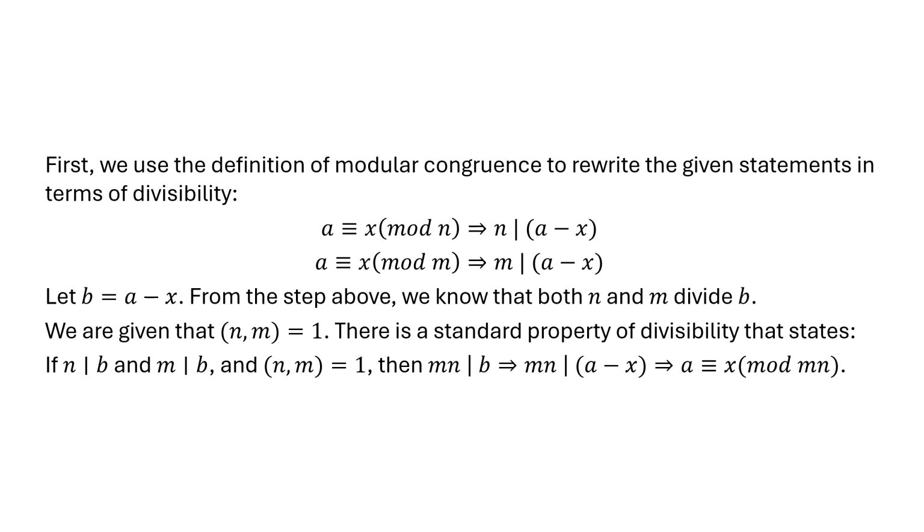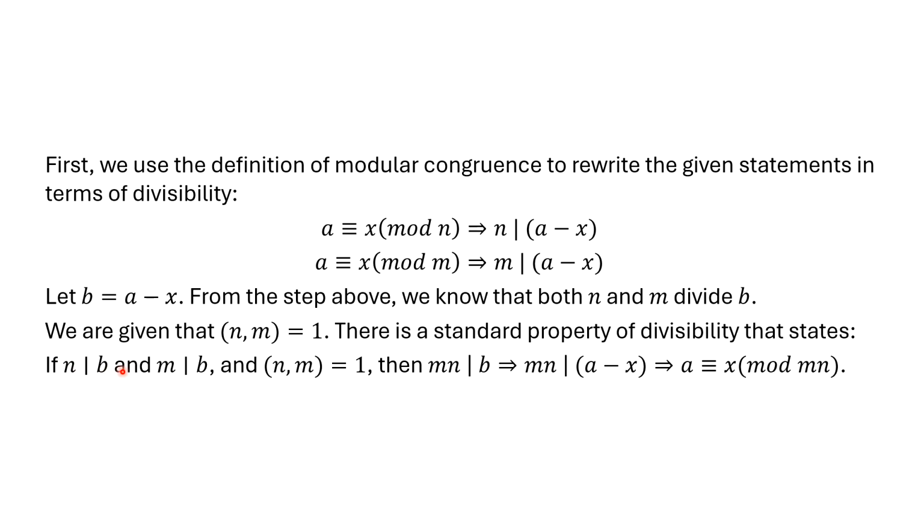Let's look at a solution to our problem. First, we notice that the two conditions we were given are equivalent to n dividing a minus x and m dividing a minus x. We can reduce this to the first problem that we did in this lesson. We let b equal a minus x, then we have that n divides b and m divides b, and we're given that n and m are relatively prime. So that all reverts back to the result we proved before.